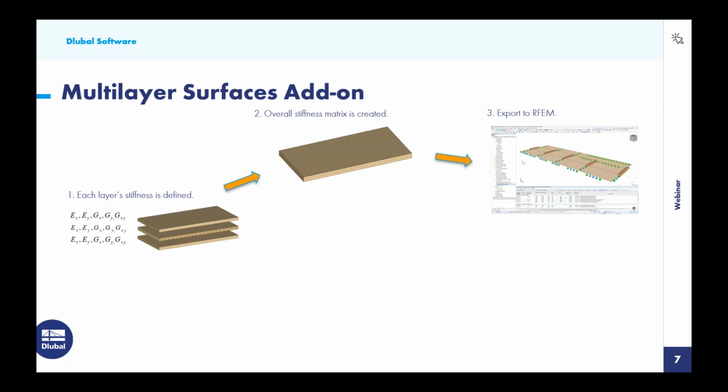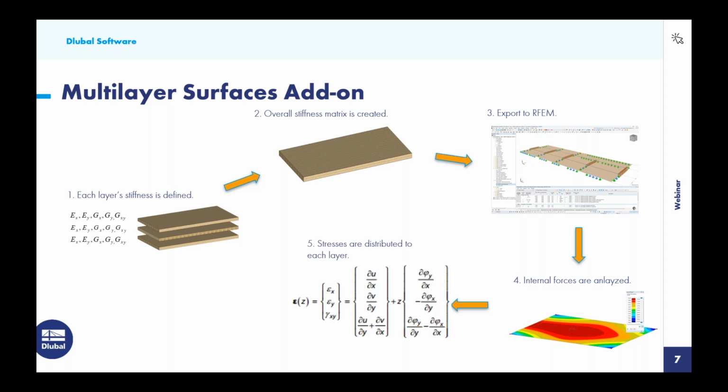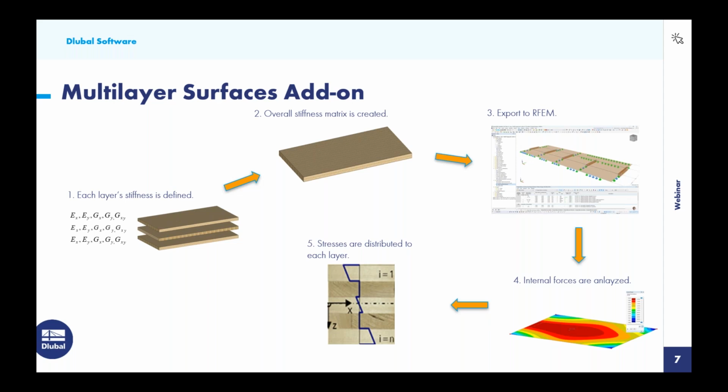Once this is determined, we export this back out to RFEM, we apply the loads, we run the calculation, and for each one of these surfaces, we're going to get internal forces. And from these internal forces within the surfaces through a series of equations, we're going to determine the stresses. And we're further going to take those stresses and distribute them back to each individual layer of our CLT panel. So when we look at something like a 5-ply layup, we might see the stress distribution looks something similar to this.